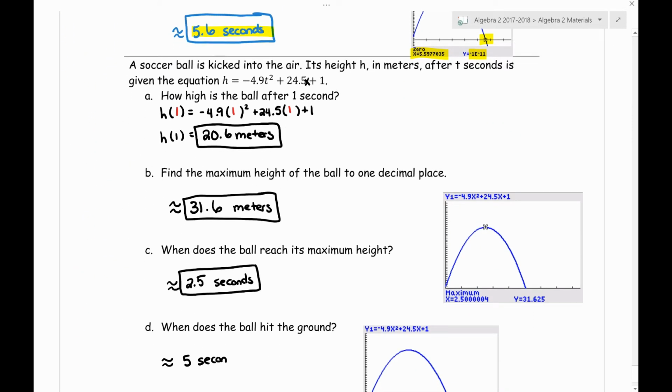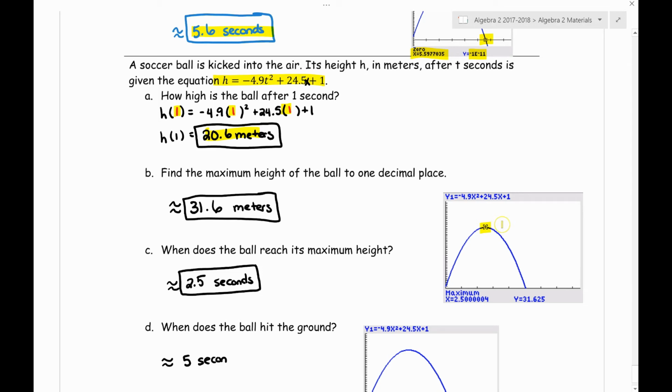Next problem. We've got a soccer ball that's being kicked into the air. Again, height is in meters, t is in seconds. So I have this equation. I forgot to put an x in here. Okay, I want to know how high is the ball after 1 second. We're going to do this exact same thing. After 1 second, how high is the ball going to be? About 20.6 meters. What is the maximum height of the ball to 1 decimal place?